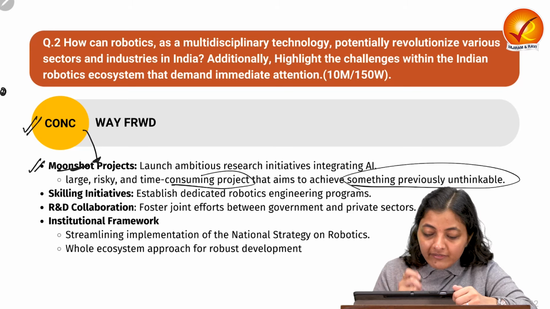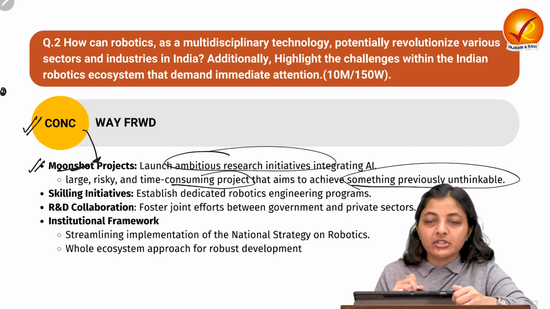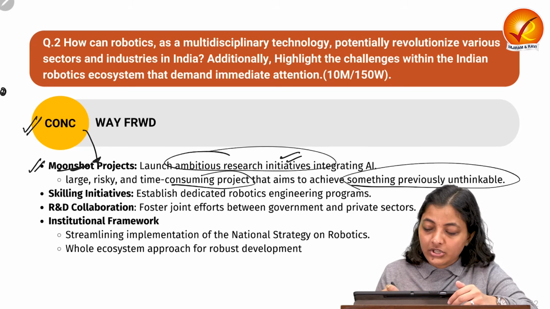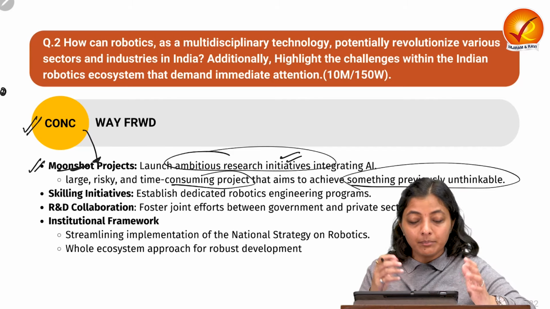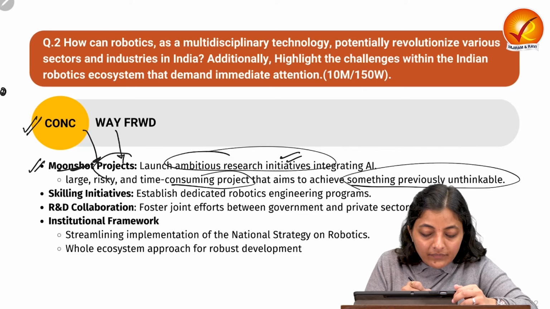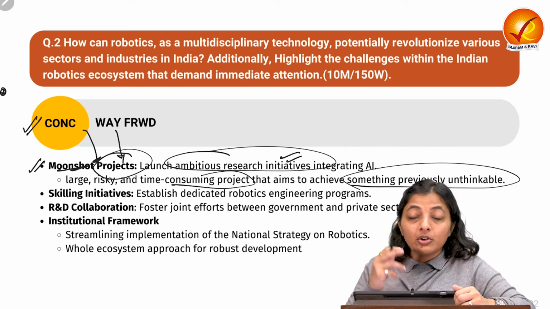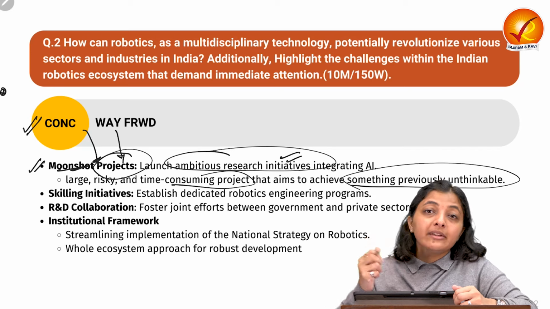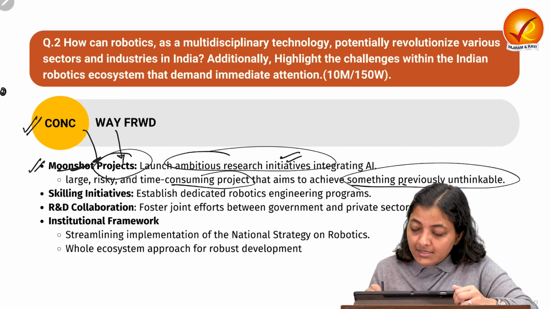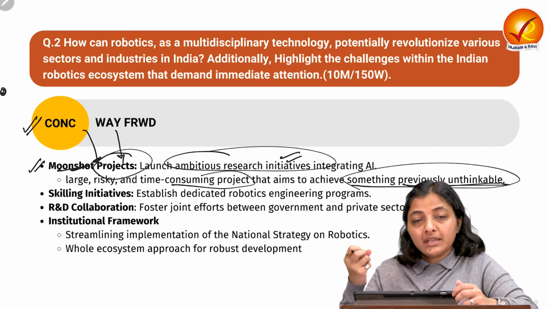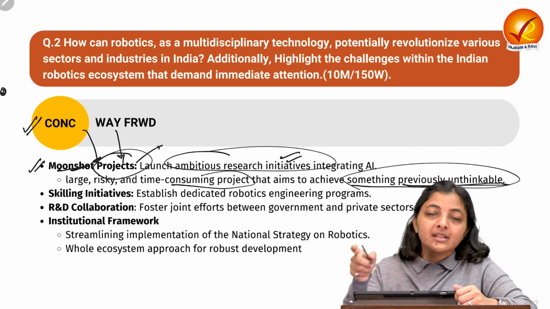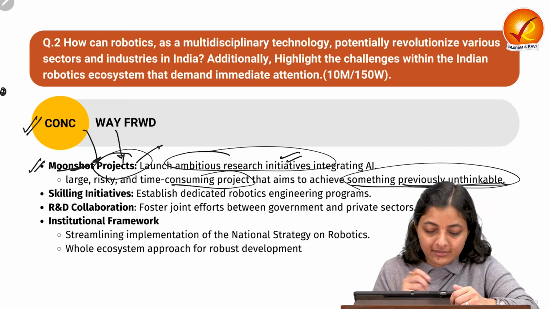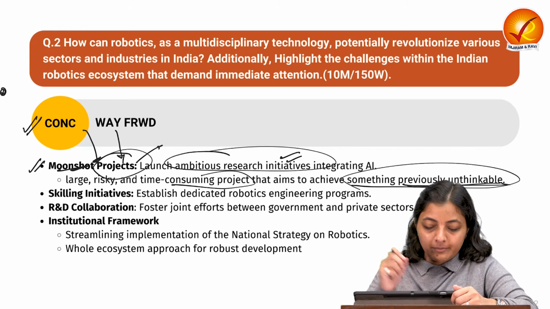It means India should invest in ambitious research initiatives that integrate AI. It means we have not done it yet, but we need to boost these projects, because they have a very bright future. The outcome is an unthinkable outcome. So we need to invest in those projects. Those projects are named moonshot projects. We just give the term moonshot.